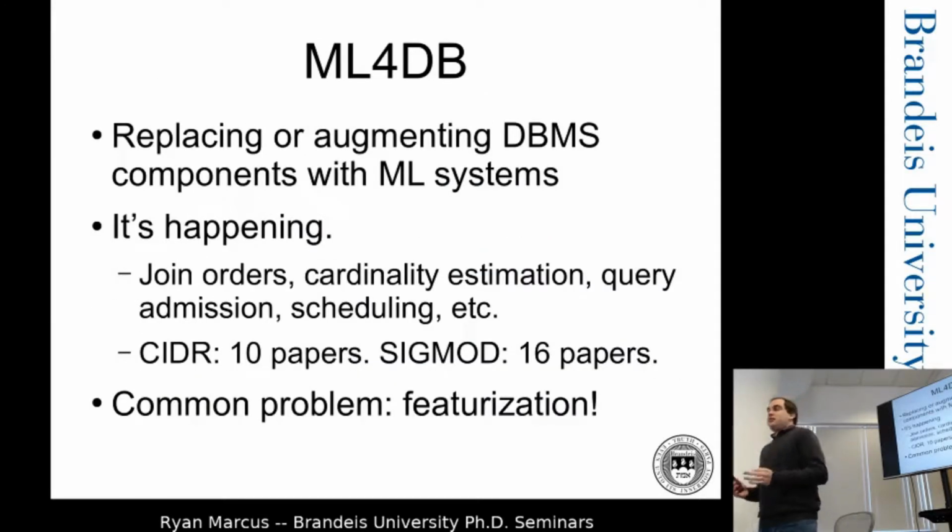The trend of replacing or augmenting database management system components with machine learning has been long running, and it's been going on for a very long time now. There have been recent papers at CIDR and SIGMOD talking about how to do join order enumeration, how to estimate the cardinalities of large join queries, how to do dynamic query admission, and even how to do query scheduling, all with machine learning. However, all of these awesome new approaches all have one common problem, which is featurization.